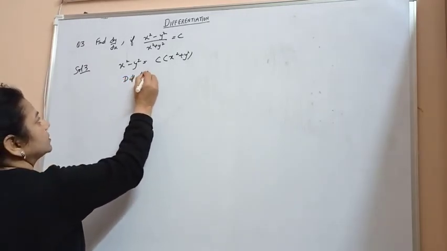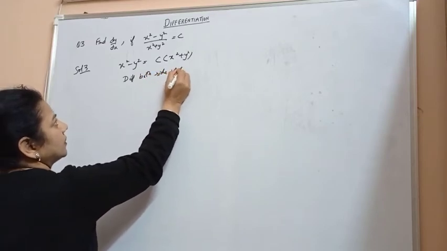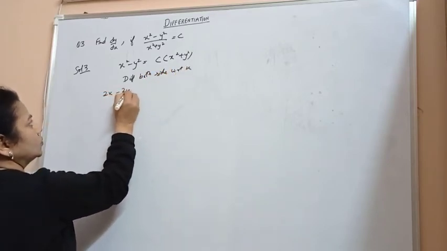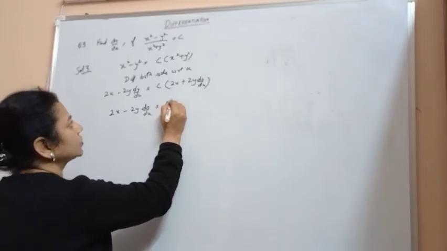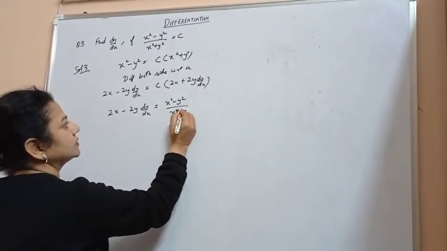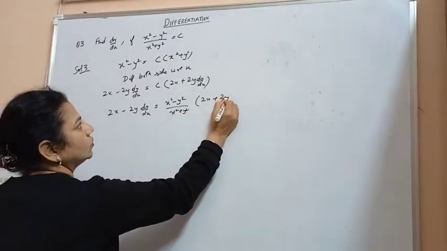Differentiate both sides with respect to x. I get 2x minus 2y dy by dx is equal to c, and the derivative of x square is again 2x plus 2y dy by dx. Then we get 2x minus 2y dy by dx is equal to, the value of c is x square minus y square upon x square plus y square. I replace c with x square minus y square upon x square plus y square and 2x plus 2y dy by dx.